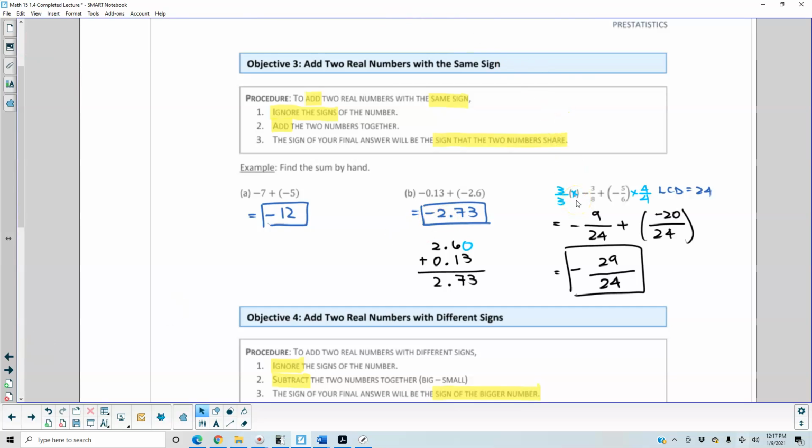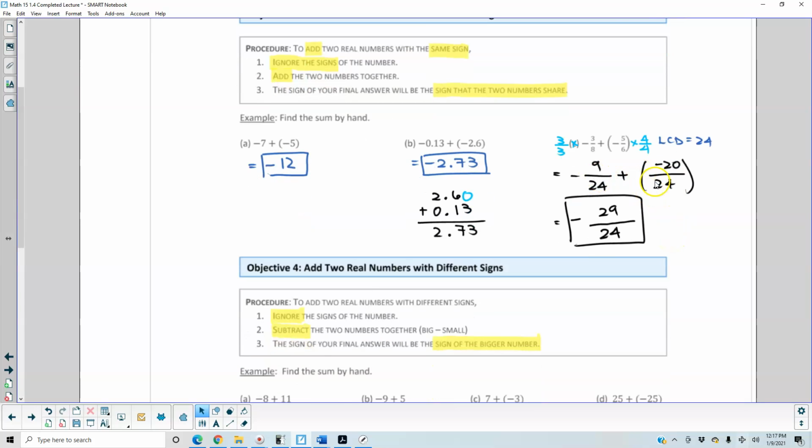And next, in part C, we have -3/8 plus -5/6. So we're adding two of the same signs together. We first need to find a common denominator, and the common denominator between 8 and 6 is 24. So we need to multiply -3/8 by 3/3 and multiply -5/6 by 4/4. So 3 times 3 is 9, 3 times 8 is 24, so we have -9/24. Plus, we have 5 times 4, which is 20, and 6 times 4 is 24, so -20/24. Now, since they are the same sign, we need to add them together. So -9 plus -20 is -29/24.